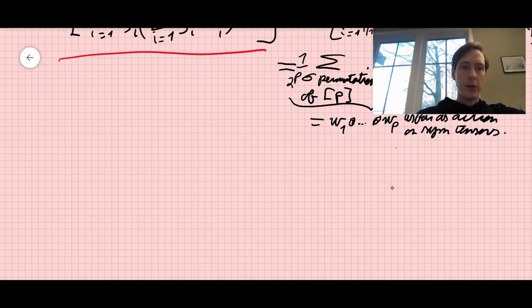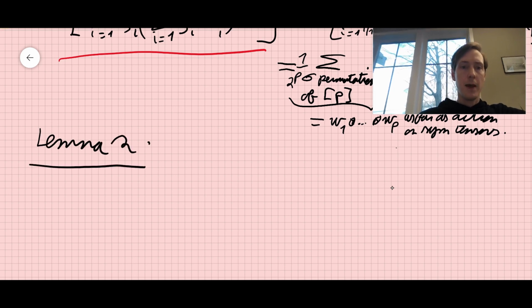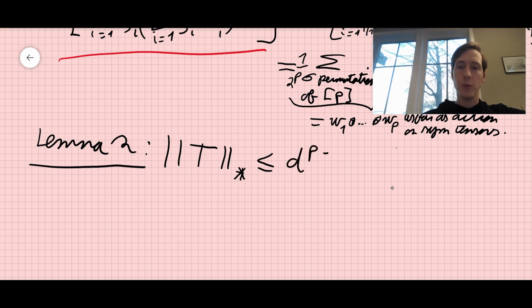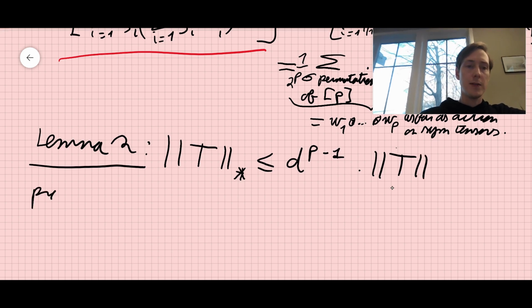Okay, so now what I want to show you is that the largest cross norm is not too much larger than the smallest cross norm. So this is lemma 2. And lemma 2 is going to be that the norm star, the nuclear norm, is smaller than d to the p minus 1 times the operator norm, the norm of T. Okay, so let's see the proof of that.